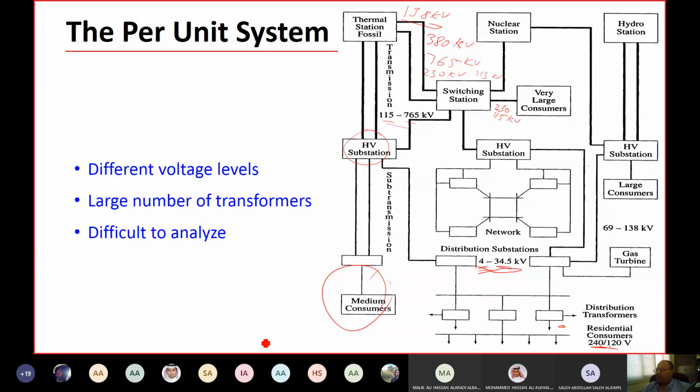A transformer is a problematic device in power system. In order to remove these difficulties, we go to the per unit quantities. In per unit quantities, the transformer will be just represented by a reactance. The current in per unit in primary is equal to the current in per unit in secondary. The impedance in primary equals the impedance in secondary in per unit. Okay? So the per unit quantities are used in power system analysis.